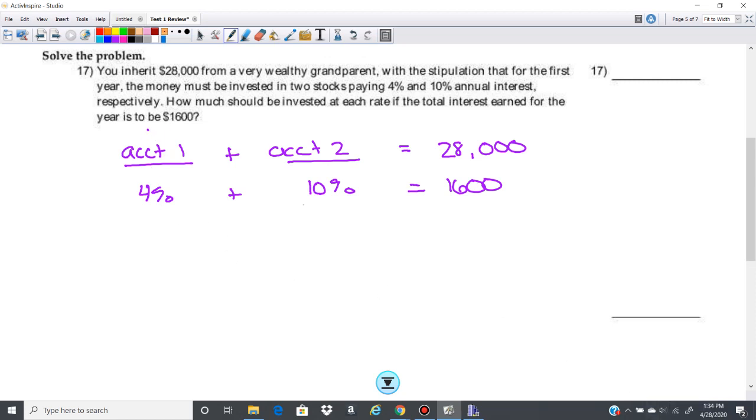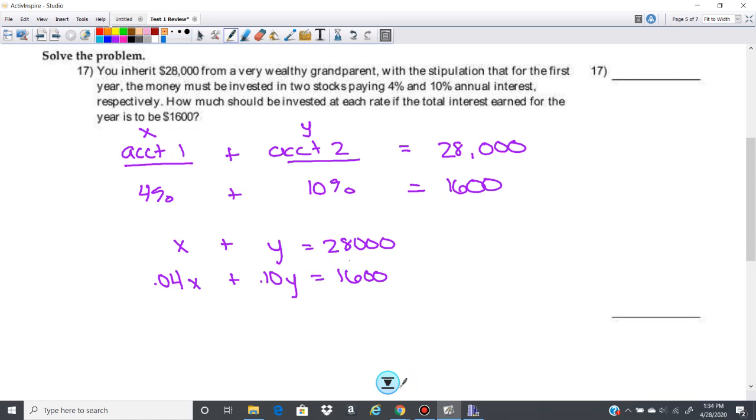Okay, well, what if I make this x and this y? Then I have a system of equations that I can set up. So I have account 1 is x plus y is 28,000. So some amount plus some amount is 28,000. 4% from that account, so 4% of x, 0.04x, and then 10% from this account, 0.10 times the amount y equals that 1,600. Now you have a system of equations.